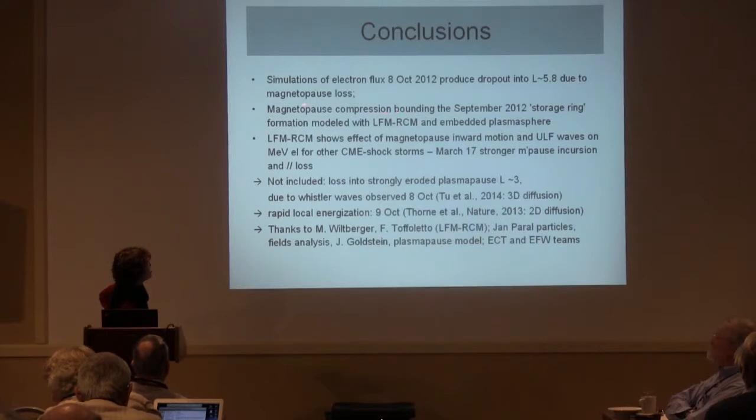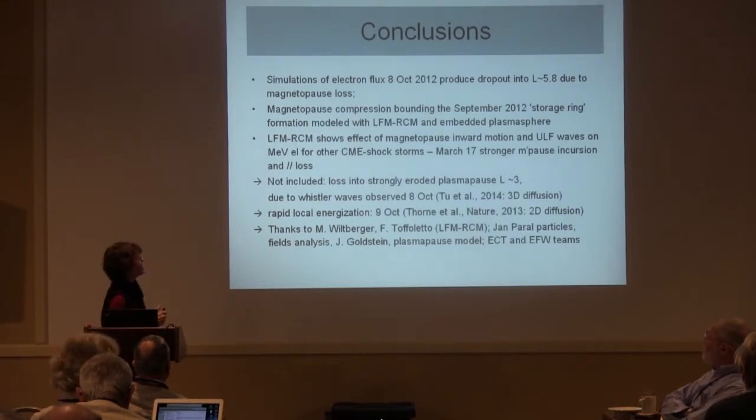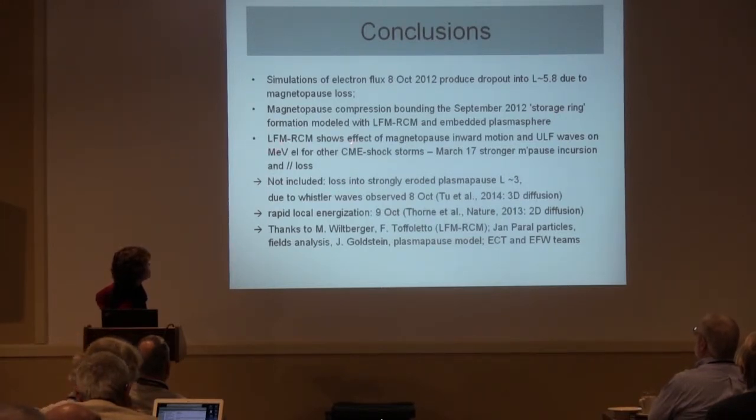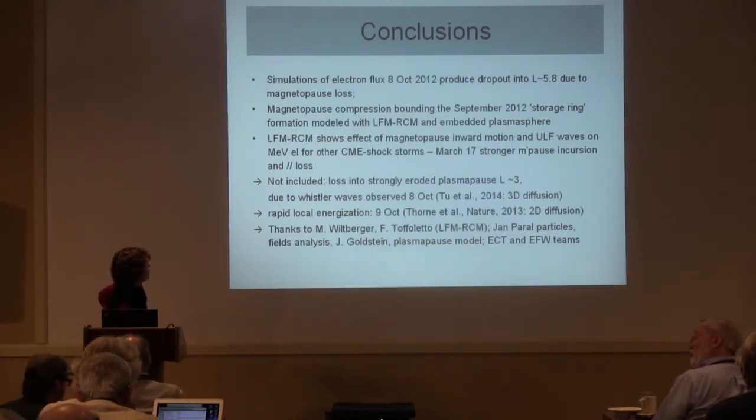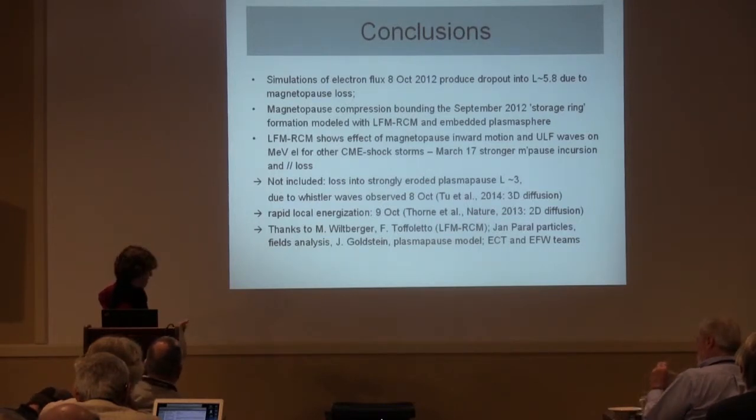But the magnetopause compression does a very good job of explaining the bounding of the storage ring that Dan described, as well as these two later flux dropout events in October and in March. And the LFM-RCM shows the effect of the magnetopause inward motion, and it also gives us information on the ULF waves, which we will be comparing with the EFW instrument on Van Allen Probes. And not included, once again, in our model is this erosion of flux all the way into L=3, which I share the general belief is due to higher frequency waves.